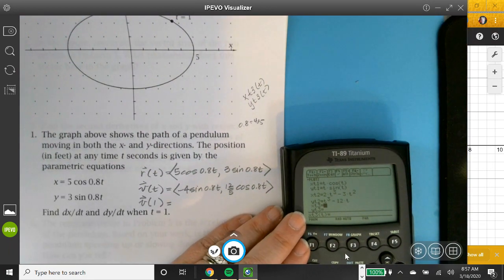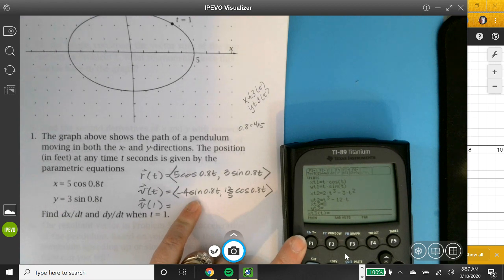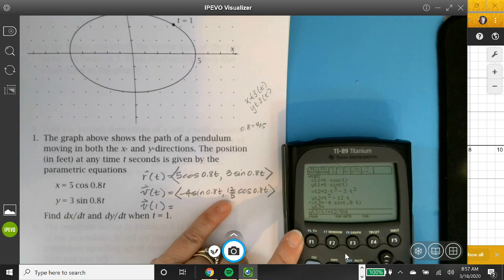So I'm going to plug those in. So we're going to plug in a -4. Okay, sorry, escape. -4 times the sine, second sine of 0.8t, and that's the x component, and the y component is 12 divided by 5 times second cosine 0.8t. All right, and now I'm going to go to the home screen.